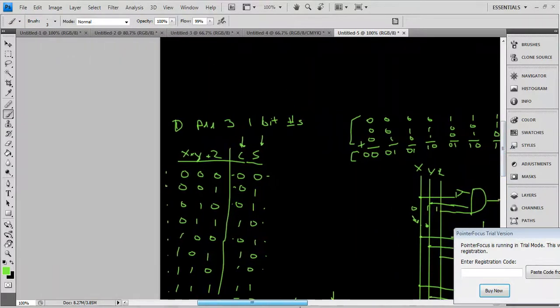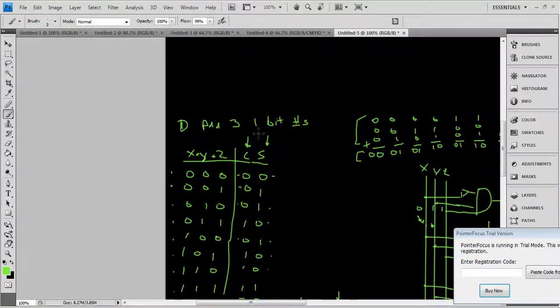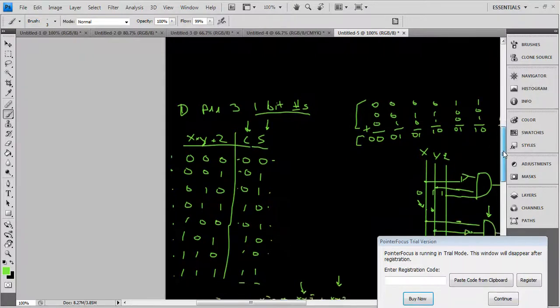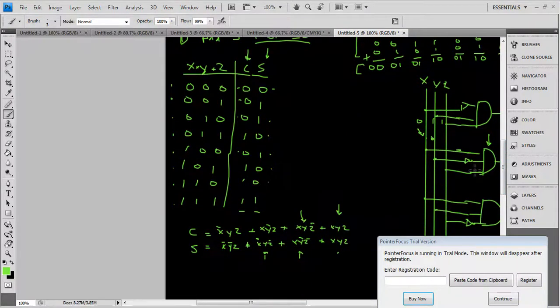So that is a 3-bit, 1-bit adding machine or circuit. And we're going to continue this and build upon this probably one more video, and hopefully that'll wrap up these circuit videos.